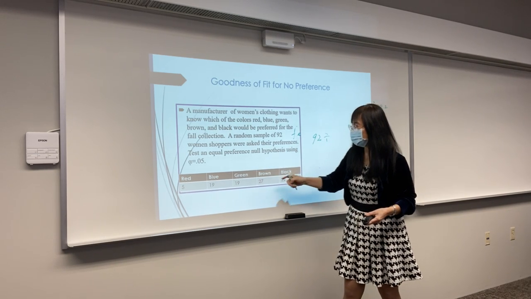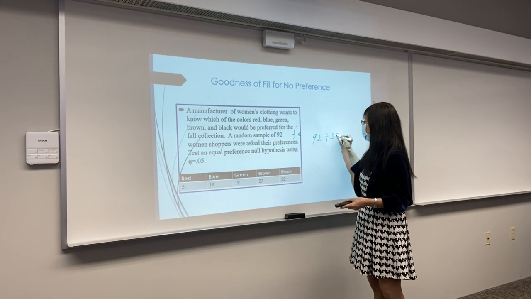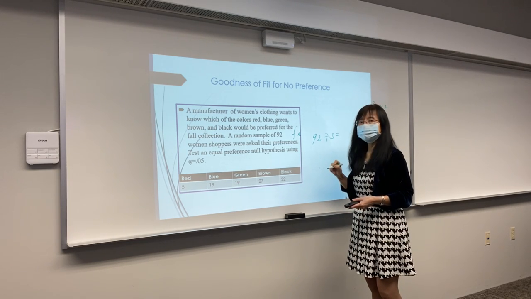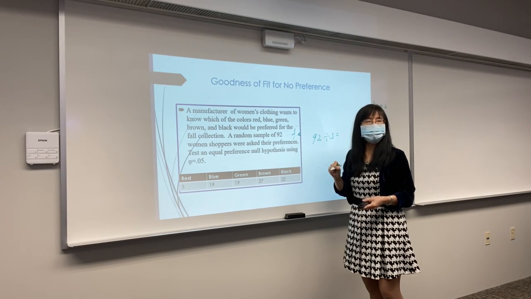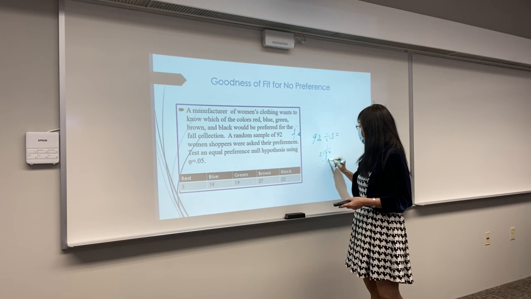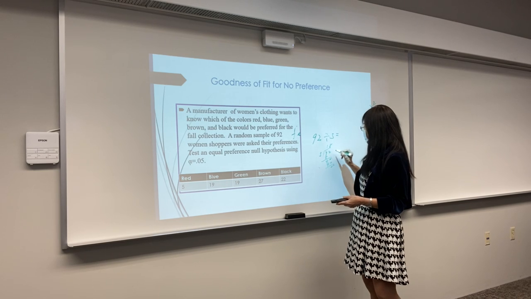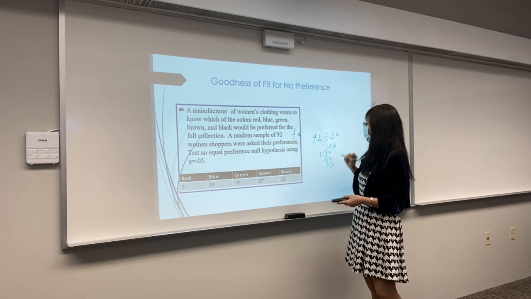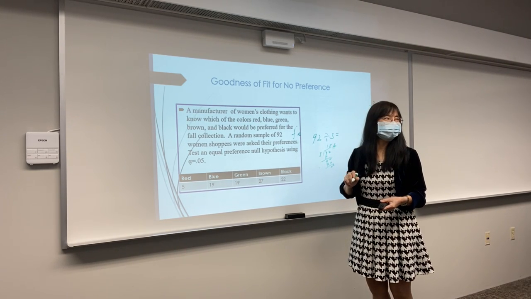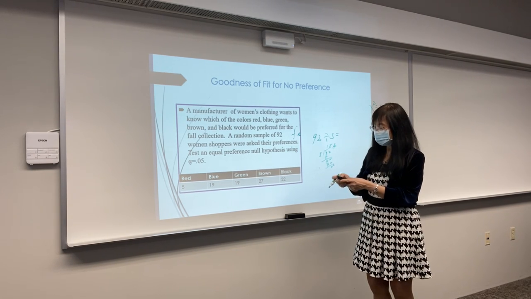Divide by 1, 2, 3, 4, 5, right? Divide by 5. So what do I get? 92 divided by 5 will give you 18.4. Right? Yes. Okay, let's see.